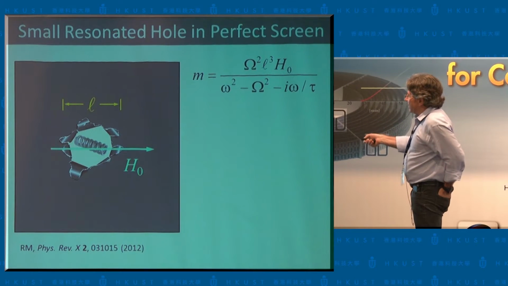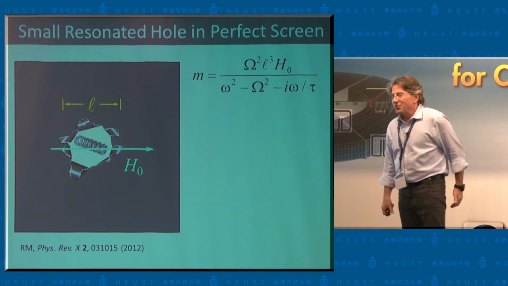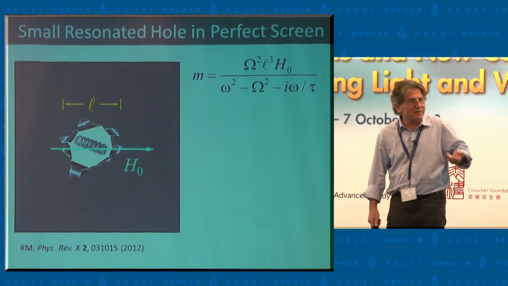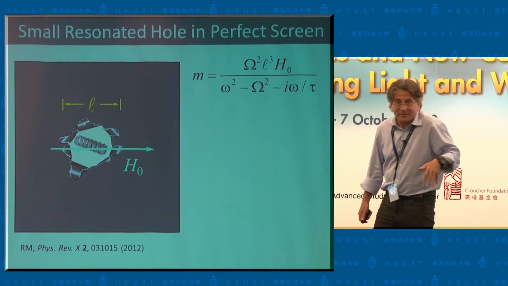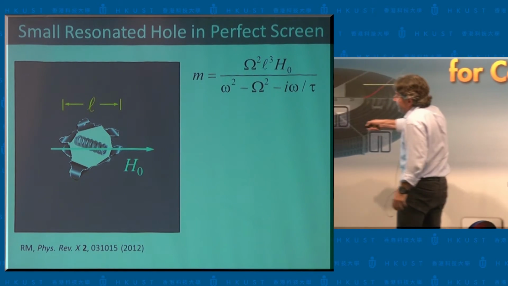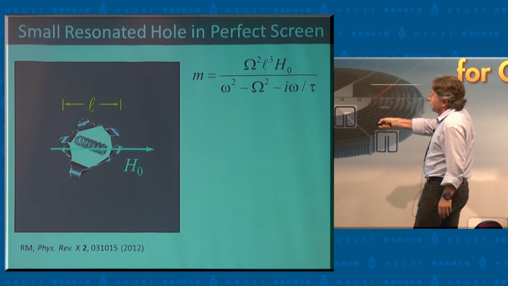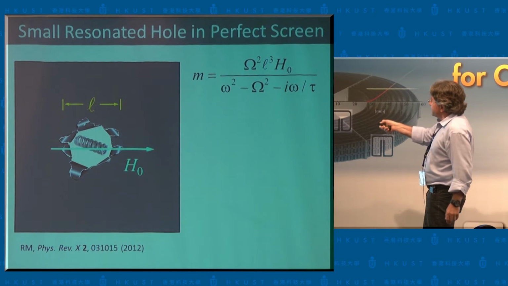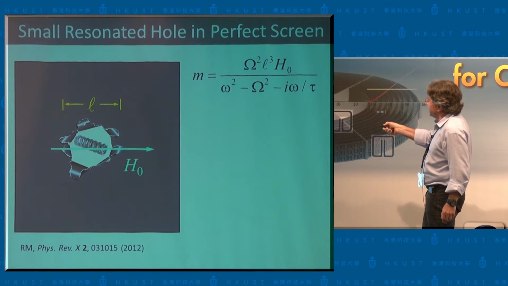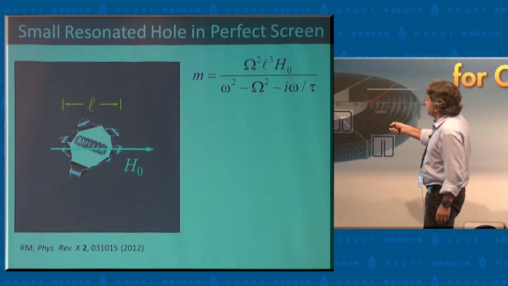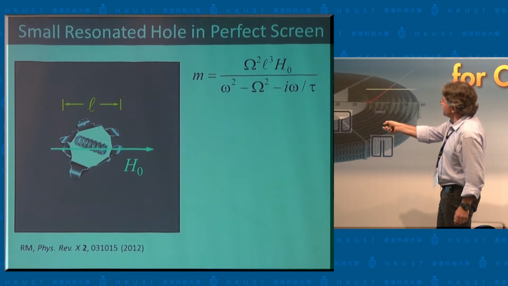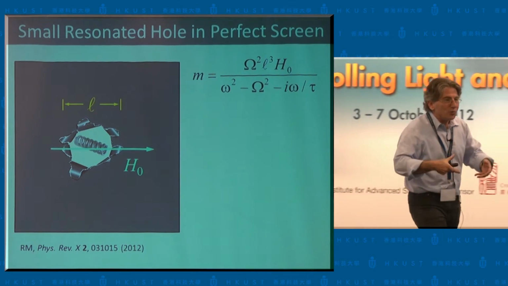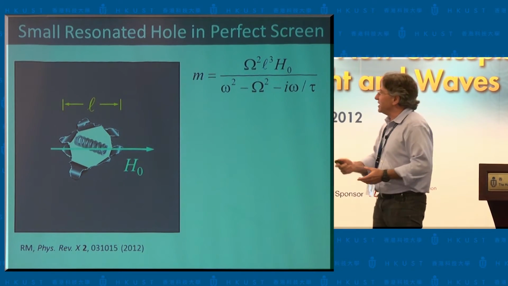Okay, so here is the very quick version of why a resonated hole gives you 100% transmission. If you remember from Jackson, when you have a little hole in a waveguide, what the hole does is it behaves like a magnetic dipole or an electric dipole, right? So when the magnetic field is parallel to the surface of the hole, you get an induced magnetic dipole that I am going to put the resonance on. At zero frequency, the magnetic dipole is the cube of the length of the hole times the magnetic field.